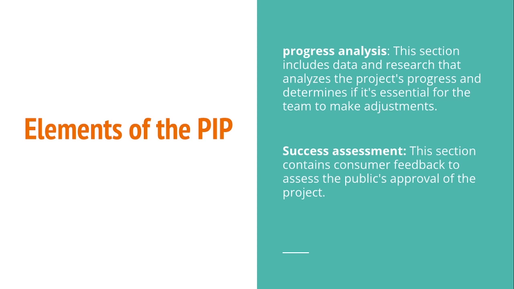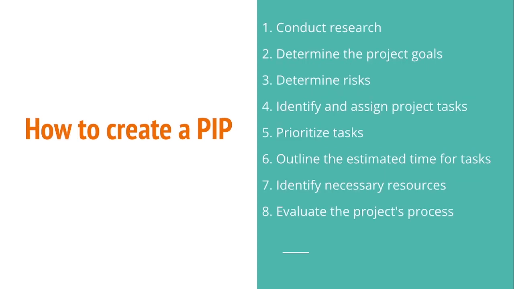Then the success assessment. After you've done your progress, in this section it contains, if it's a product, the consumer feedback to assess the public's approval of the project. If it's a product and then you've done maybe a consumer survey, you want to know, was the product a success on the market? People actually receiving it very well? Is it selling out? So that's briefly about the components of the project implementation plan.